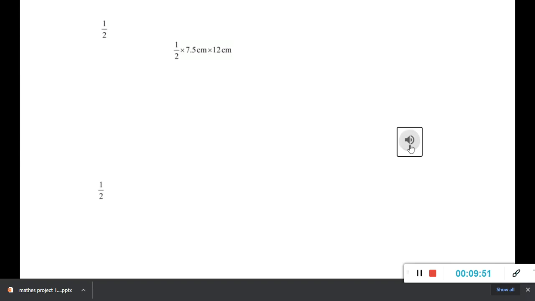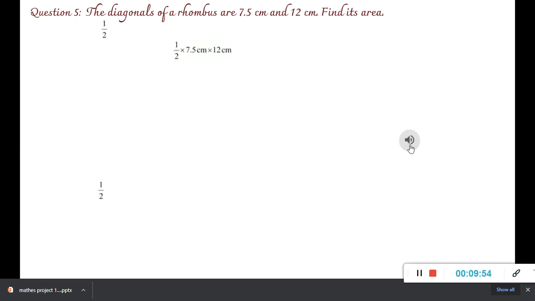Fifth question. The diagonals of a rhombus are 7.5 centimeter and 12 centimeter. Find its area. What is the formula of a rhombus? Area of rhombus is equal to half into the product of its diagonals, that is half into d1 into d2. Here the diagonals are given, 7.5 and 12. So the area of the given rhombus is equal to half into 7.5 into 12. In 12, 6 times. So 7.5 into 6 is equal to 45 centimeter square. Okay.